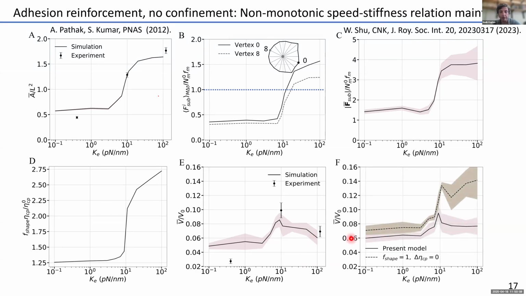But now we can also show that this is really due to this effect, but also due to the shape of the nucleus, and the changing viscosity of the nucleus as a function of cell spreading area. So when we switch them off, we can actually recover the monotonic behavior of the cell speed as a function of stiffness, as a set of control simulations.